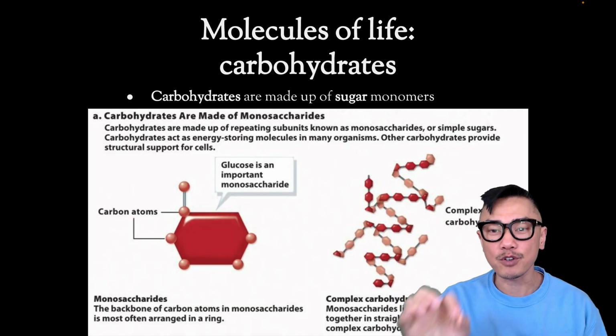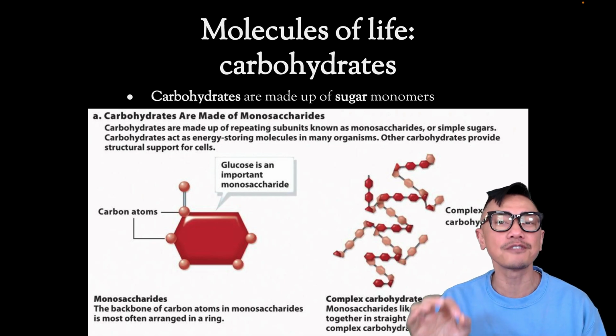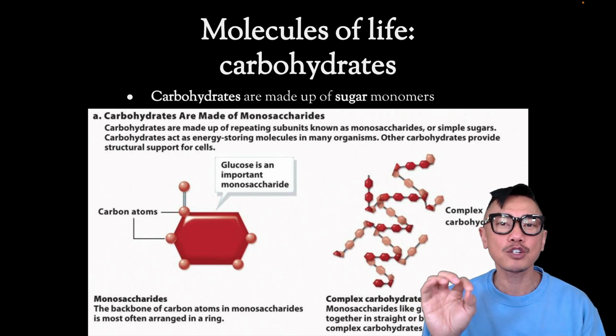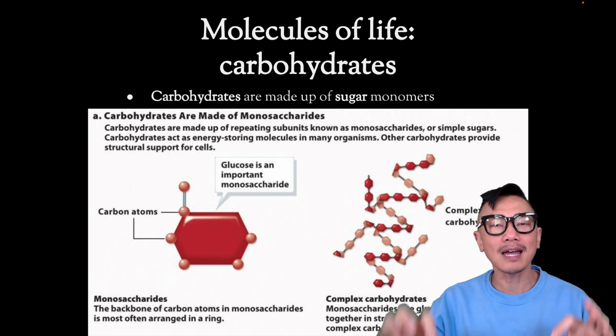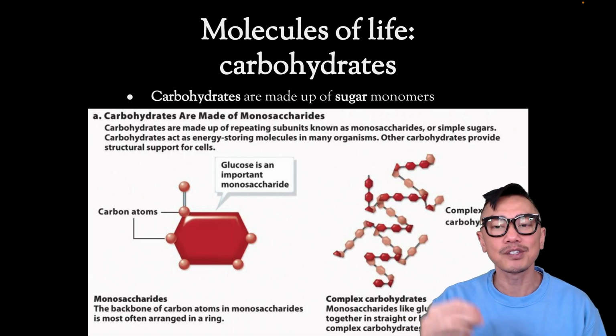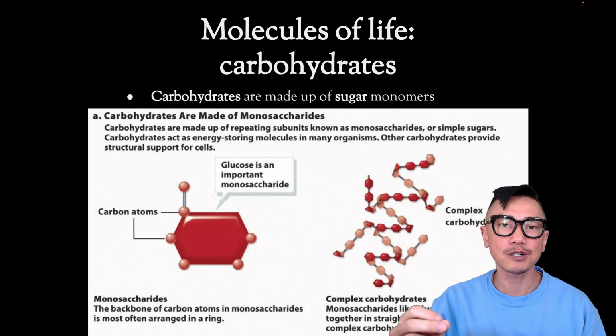Carbohydrates, or carbs for short, are the sugars and starches found in living things. All carbohydrates are made up of sugar monomers. The technical name for these sugar monomers is monosaccharides. Saccharo is the Greek word for sugar. Sugars link together to form more complex sugars and starches.